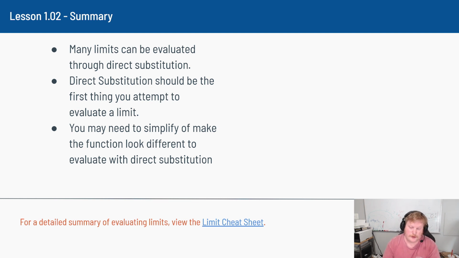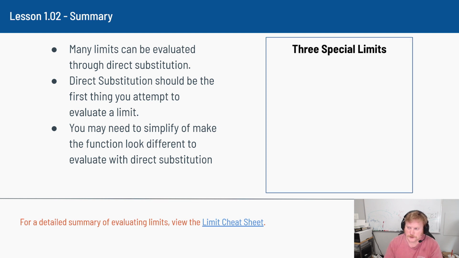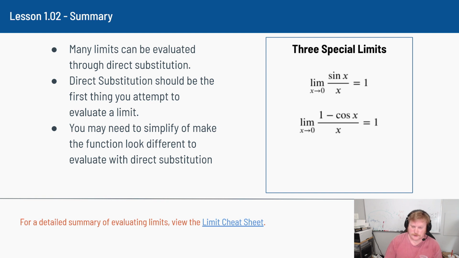Before you go, there are 3 special limits that I wanted to introduce you to, and you'll have some time to practice with these during your practice routine. So, three special limits. The first one is that the limit as x approaches 0 of sine x over x is equal to 1. You can verify this with a graph. You can verify this with a table. The next is the limit as x approaches 0 of 1 minus cosine x over x is equal to 1. Again, this can be verified using a table or looking at the graph.